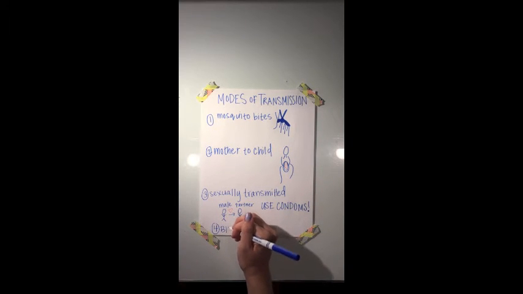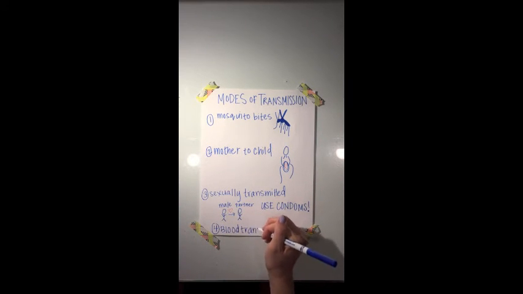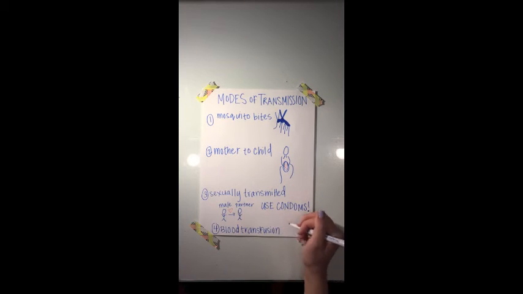And the fourth mode of transmission is blood transfusions. Right now, there have been no cases of blood transfusion transmission in the United States. However, there have been several cases in Brazil, and in the French Polynesian outbreak, 2.8% of blood donors tested positive for the Zika virus.